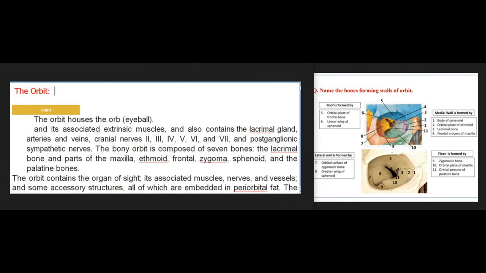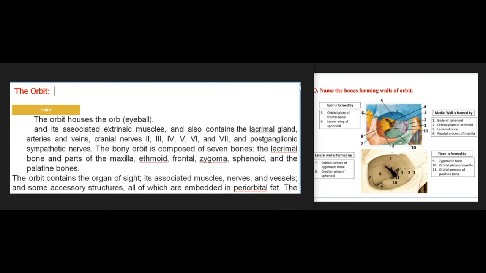The orbit. The orbit houses the orb, eyeball, and its associated extrinsic muscles, and also contains the lacrimal gland, arteries and veins, cranial nerves 2, 3, 4, V, 6, and 7, and postganglionic sympathetic nerves.